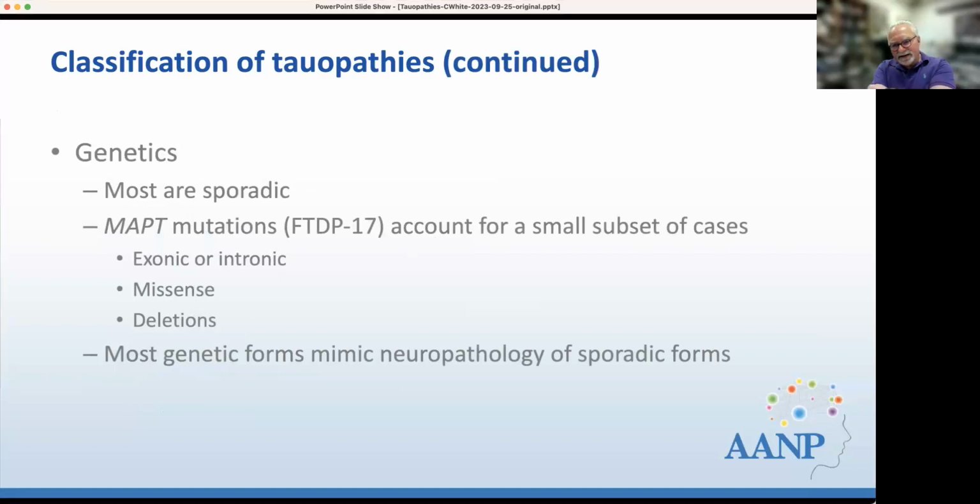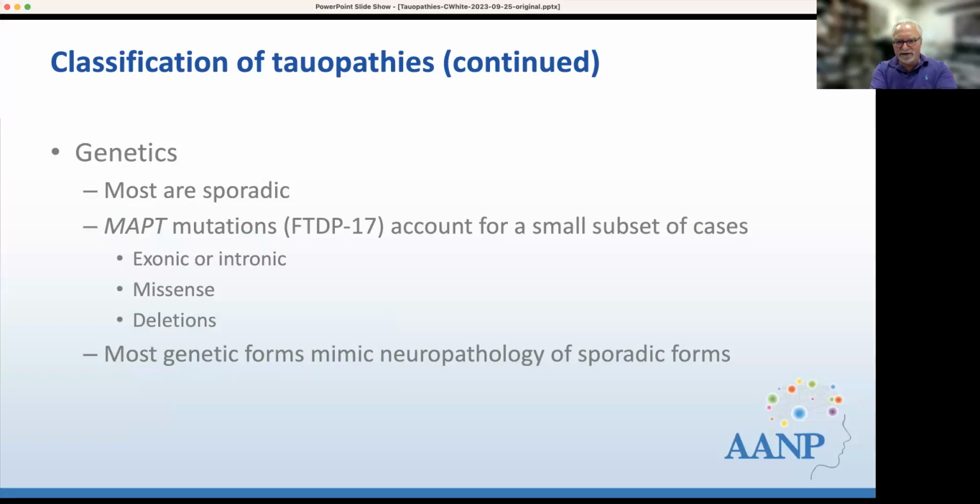You can classify the tauopathies based on genetics, but this also is a little bit problematic because, for one thing, most tauopathies are in fact sporadic. The mutations in tau that result in tauopathies occur in the tau gene on chromosome 17 and have been classically referred to as FTDP17, meaning frontotemporal dementia with Parkinsonism linked to chromosome 17.